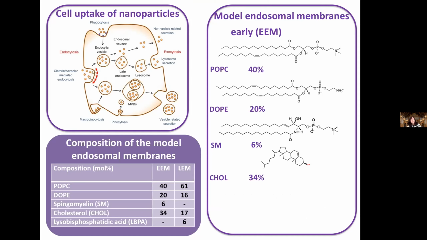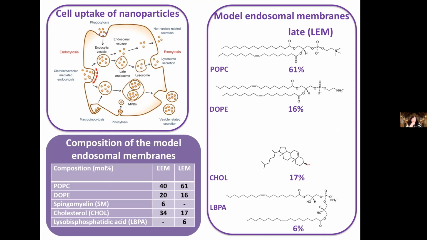So the early endosome has 4 lipids that we used. You can see 2 unsaturated lipids and 2 more saturated lipids, and you can see the compositions of the various lipids. So that's the early endosome, and then we had a model of the late endosome.